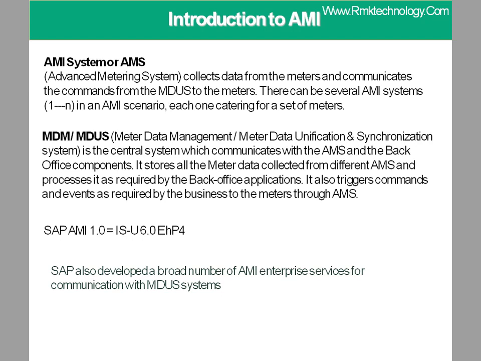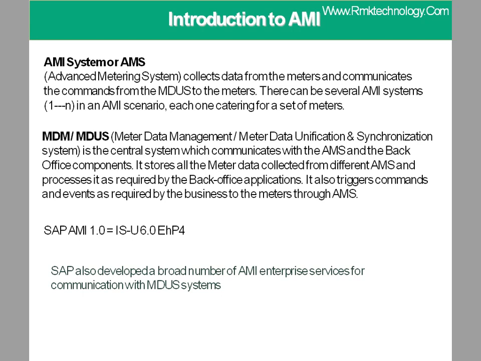AMI system or AMS, advanced metering system, collects data from the meters and communicates the commands from the MDUS to the meters. There can be several AMI systems, 1 to N, in an AMI scenario, each one catering for a set of meters. MDM, MDUS, meter data management, meter data unification and synchronization system, is the central system which communicates with the AMS and the back office components. It stores all the meter data collected from different AMS and processes it as required by the back office applications. It also triggers commands and events as required by the business to the meters through AMS.